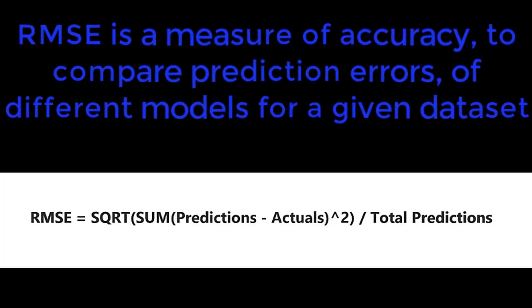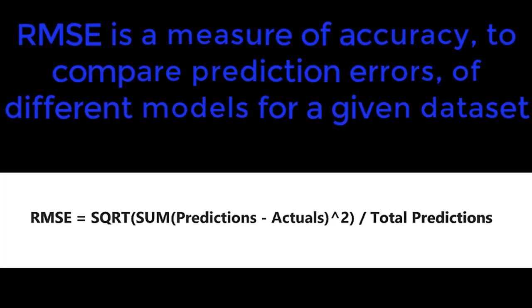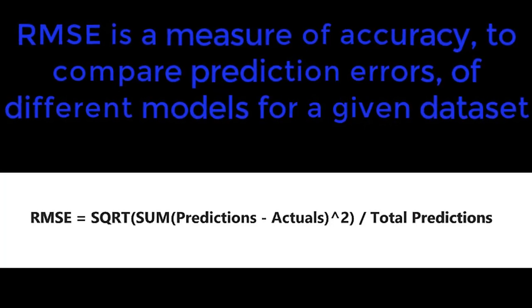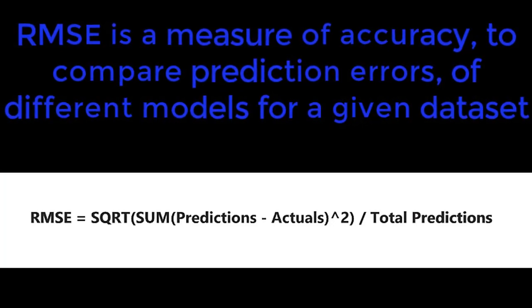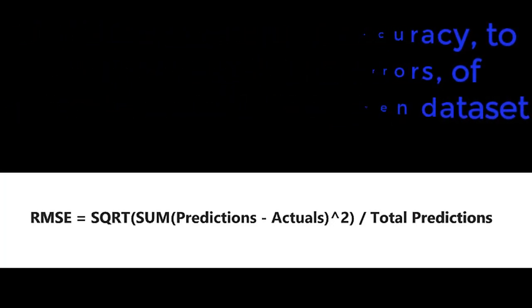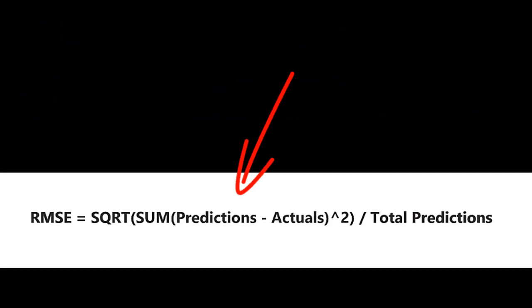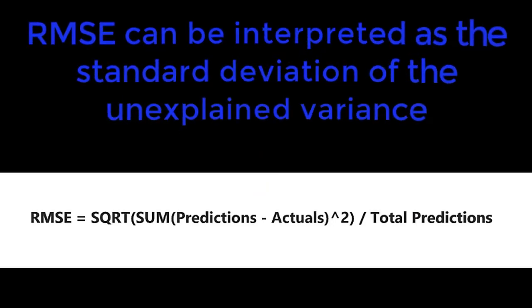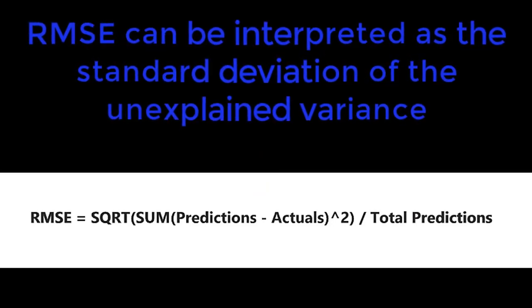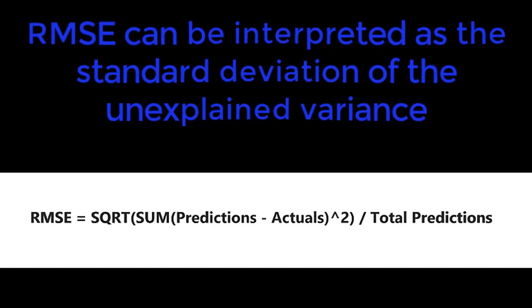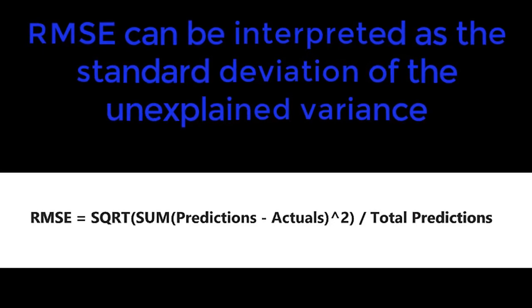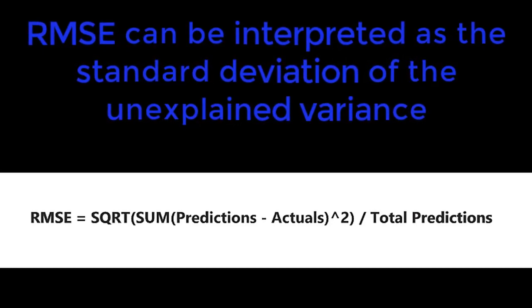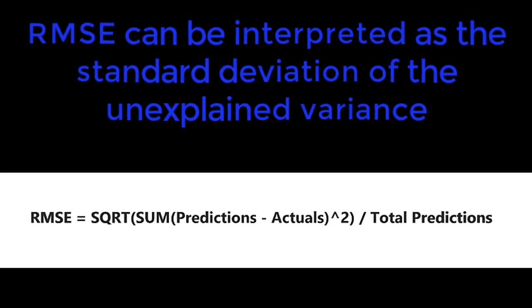Note that you should not compare the root mean squared error of different models for different data sets. This is because RMSE is scale dependent. On your screen, the image shows the conceptual formula for calculating root mean squared error. RMSE can be interpreted as the standard deviation of the unexplained variance. RMSE has the same units as the output variable or label. Lower values of RMSE indicate a better model.